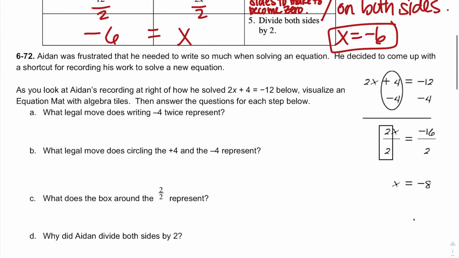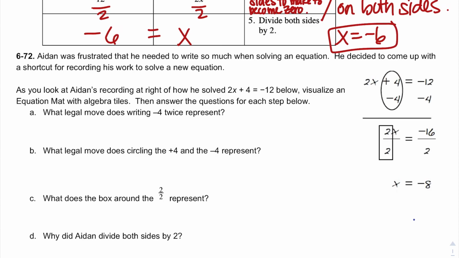But Aiden, just like all of you right now, was frustrated that he needs to write so much when solving an equation. He decided to come up with a shortcut for recording his work to solve a new equation. As you look at Aiden's recording at the right of how he solved 2x plus 4 equals negative 12 below, visualize an equation mat with algebra tiles. Okay, so I'm not going to make the algebra tiles. I'm just going to have you kind of think it through and then answer the questions for each step below.